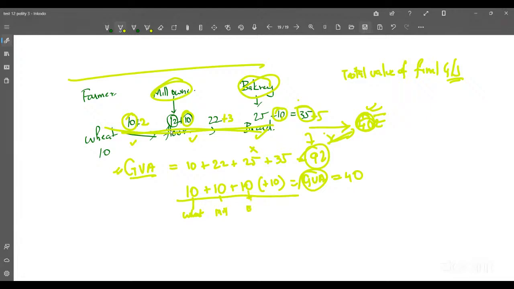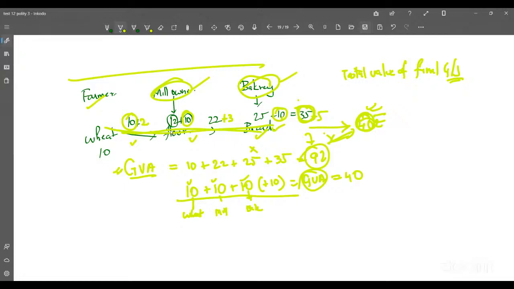The bakery person has added it. So I know how much each sector is performing. I know how well the farmer is performing. I know how well the mill owner is performing. I know how well the bakery person is performing. But while calculating GDP, I will not do all this back-breaking work. I will directly go and see which is the final product. Okay, bread is the final product. So take the value of bread. That is what I would do.